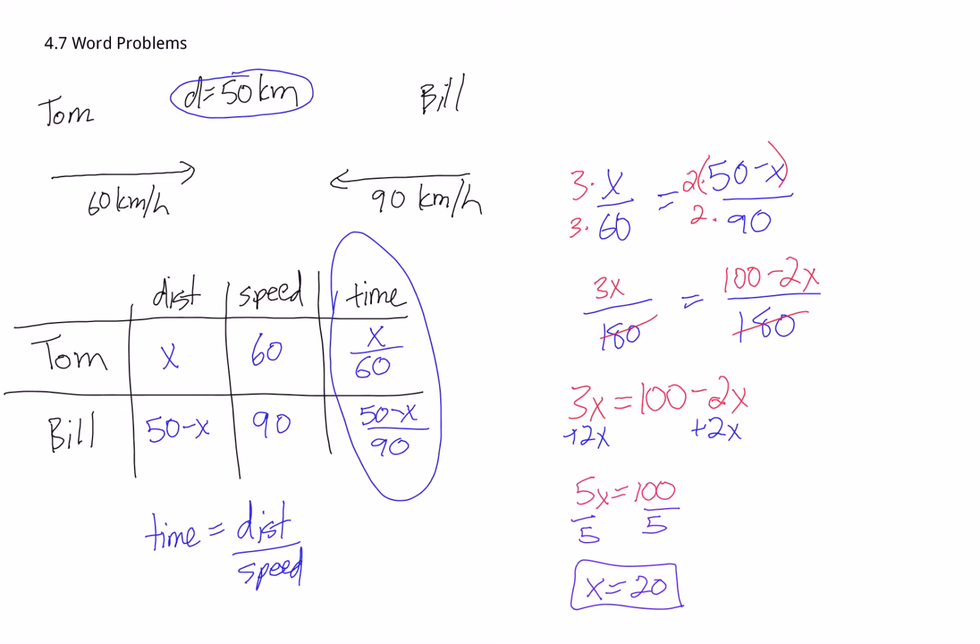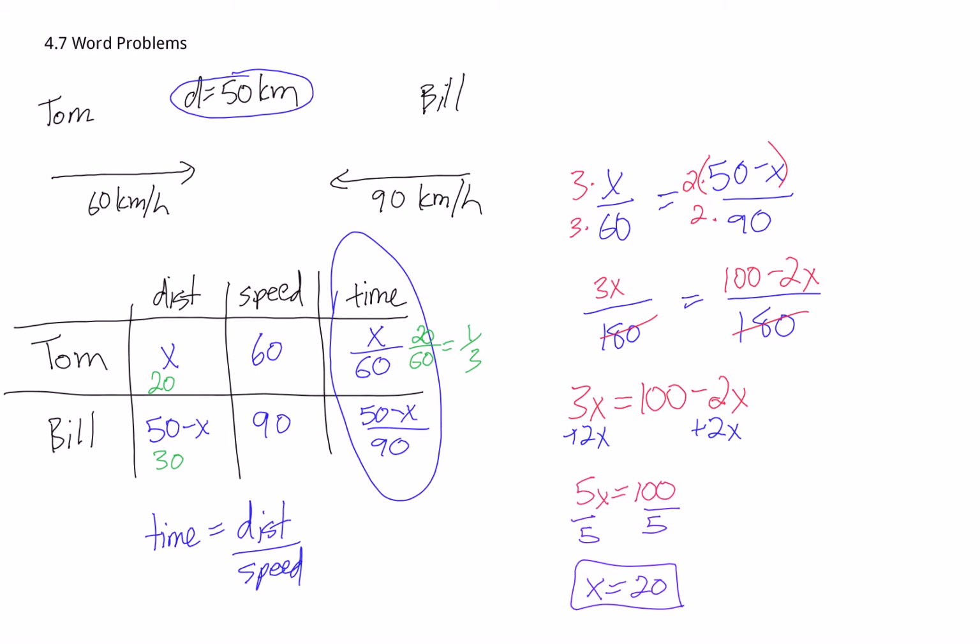Okay, so once you have your answer, now you want to go back to the chart to make sure you know what that actually means. So when we look at the chart, if x equals 20, that means Tom drove 20 kilometers because he was the x. So then Bill is 50 minus 20, which would be 30. And then we can also put them in the time part. So if we put 20 in for x here, we'd have 20 divided by 60, which is 1/3, so it's basically taking 1/3 of an hour, or 20 minutes.